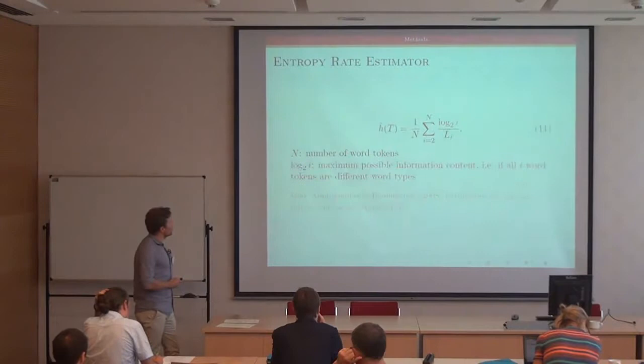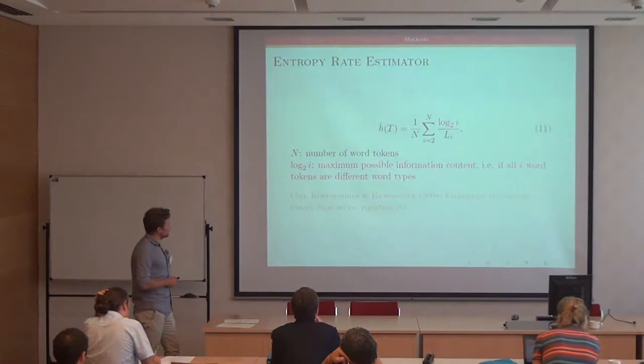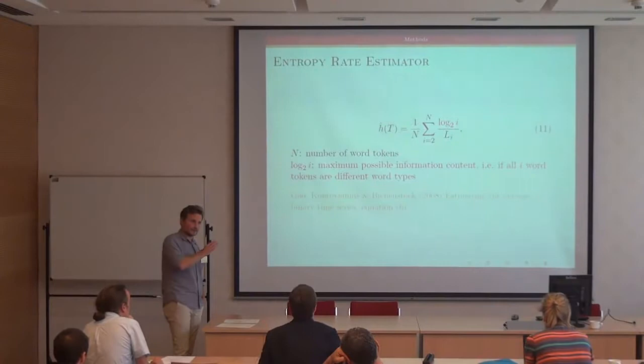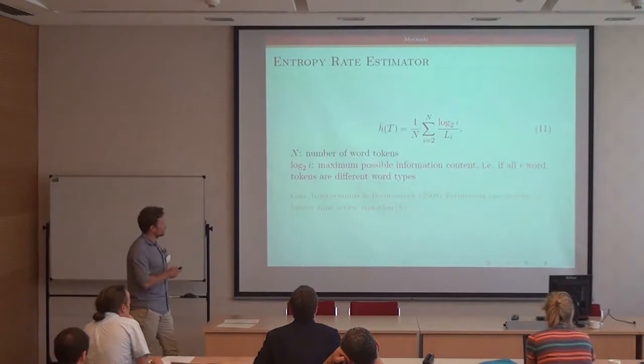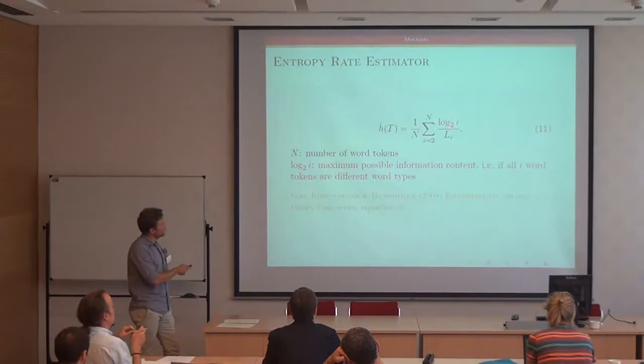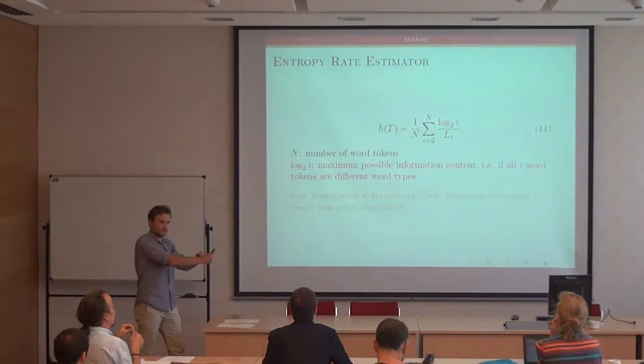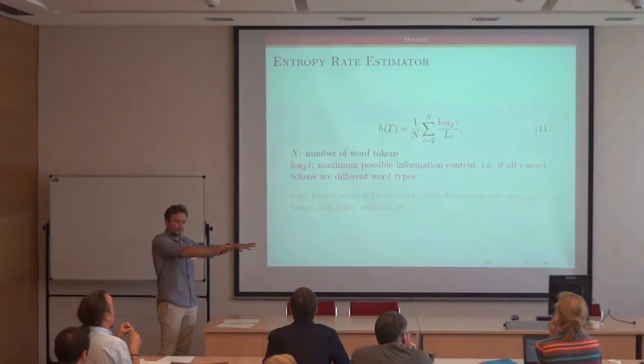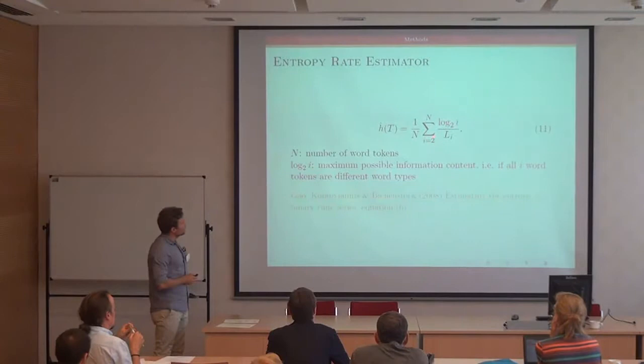So, this log to the base 2 of i, as far as I understand, is similar to what Alara said about the Boltzmann entropy, namely, it's the maximum possible information content. If you think of i as running through the text, that would be the number of tokens that you're looking at. If you just take the log to the base 2 of i, you get the maximum possible information content, in the sense that if each token is different, so you only have different word types, then you have the maximum case where you have the same probability for all of them, namely 1 divided by the overall number of tokens. So this gives you the maximum potential here.